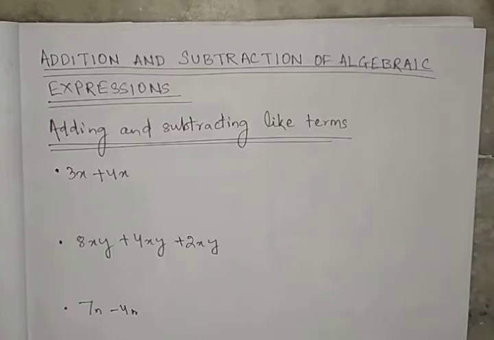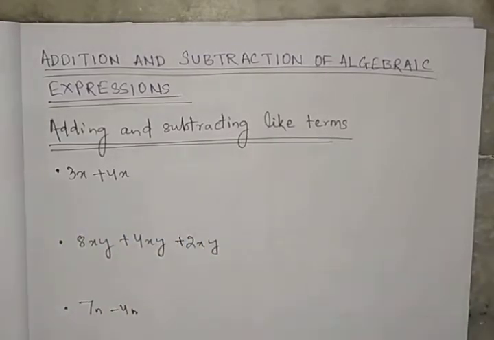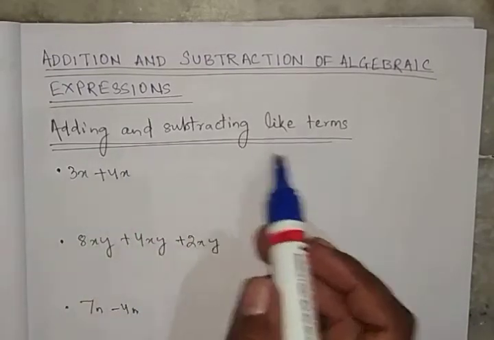So how will we add and subtract algebraic expressions, and also we'll see how to add and subtract in different ways. Okay, let's see adding and subtracting like terms. First we'll learn about adding and subtracting like terms, and then we'll go to bigger expressions with unlike terms. We'll study how to add or subtract algebraic expressions. So let's see adding and subtracting of like terms.